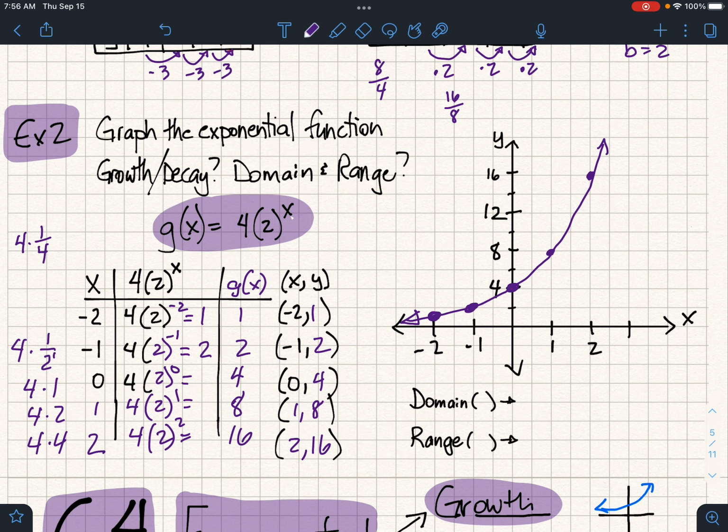Last part of this problem is, what's the domain and range? What are the domain and range values? Well, remember the domain is the x, the range is the y. Now the domain initially was just these values. But I could have plugged in any values I want. I could have plugged in a half, 0.5, 0.3, -0.3. I could take 300, right? So what we say is the domain is any number. Now the fancy way to say that is all real numbers.